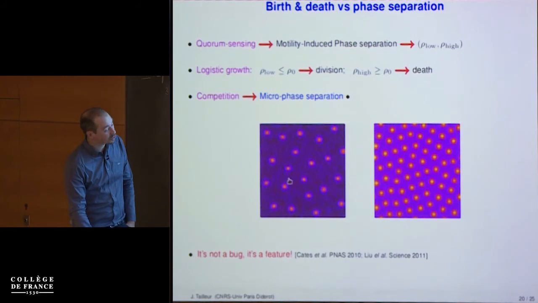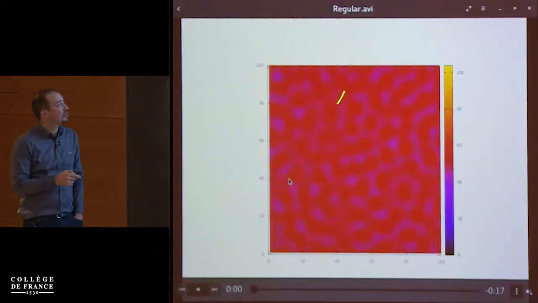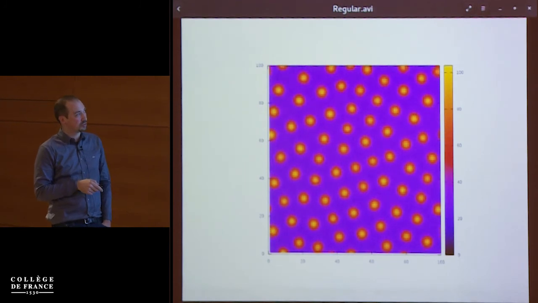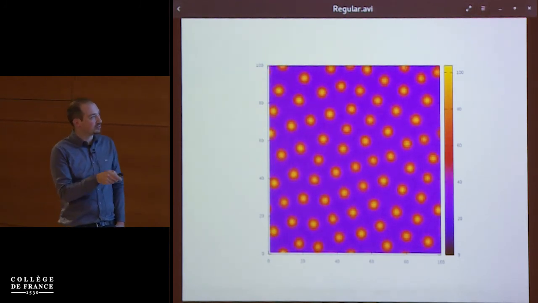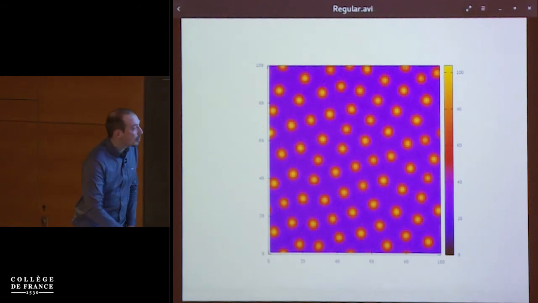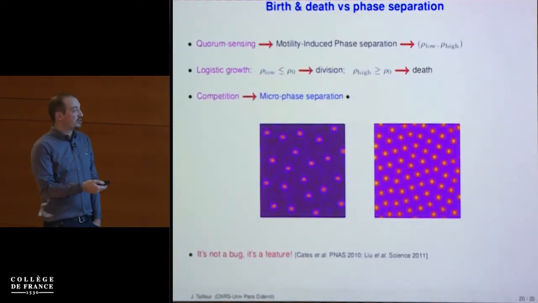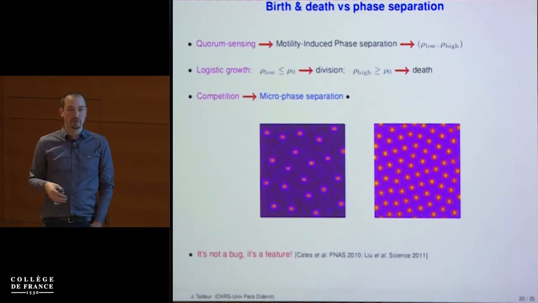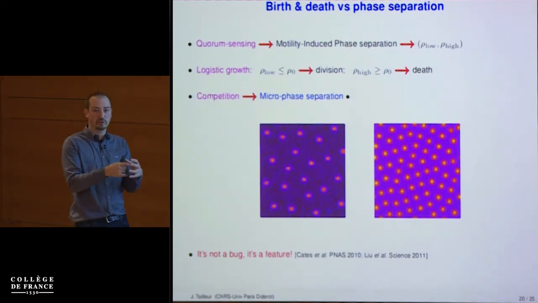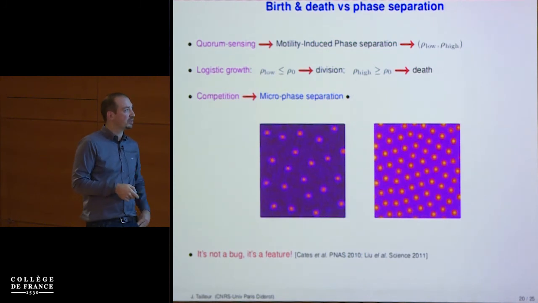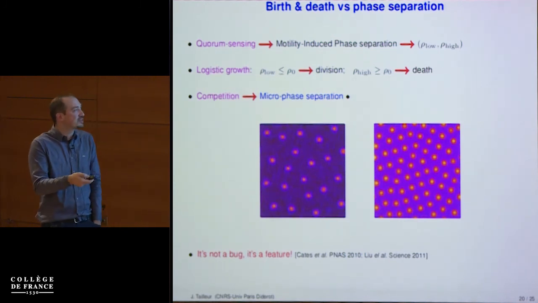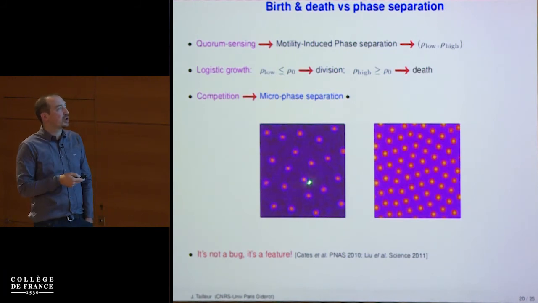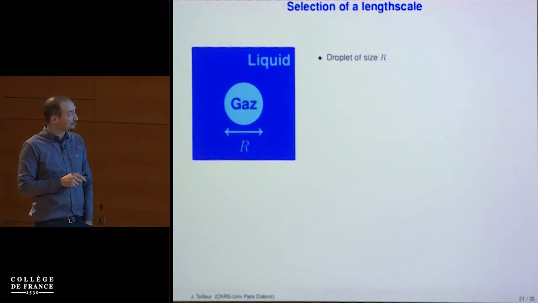So if you make a simulation starting from a homogeneous system, what you see is the formation of dots, but these dots do not coarsen. And as time goes on, you will have rearrangement. So it's not a bug, it's a feature, because from the point of view of the bacterium, phase separation is probably not something very beneficial, but being able to aggregate in colonies of a given size and regulating this size is clearly something interesting. So a natural question to ask is, how is this size regulated?